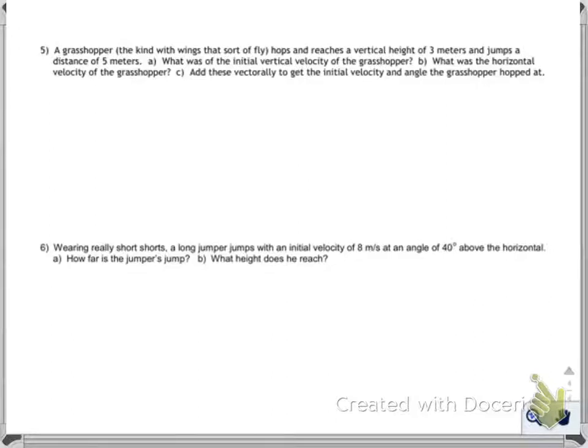So this is number 5 on that second part, the angled shots portion of the worksheet. And it says a grasshopper hops and reaches a vertical height of 3 meters and jumps a distance of 5 meters. So the first thing I'm going to do is draw that situation out. So I know my distance in x is 5 meters, my distance in y is 3 meters. And I show the direction that that grasshopper is going. In this case, the grasshopper is represented by a circle because I was a little lazy this time. Pretty pictures next time. So then part A says, what was the initial vertical velocity of the grasshopper?